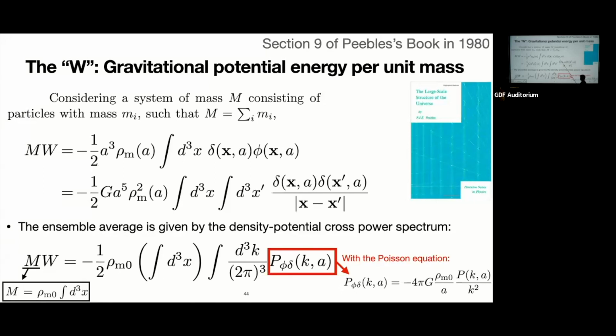So if you go to Fourier space, then your gravitational potential energy is nothing but the potential-density cross-correlation power spectrum, which is related to the density power spectrum by the Poisson equation. This is something you can calculate, and this is exact in the non-relativistic, subhorizon limit. So no assumption of Gaussianity or anything. This is exact. So you can plug in your favorite nonlinear power spectrum here and compute this exactly.